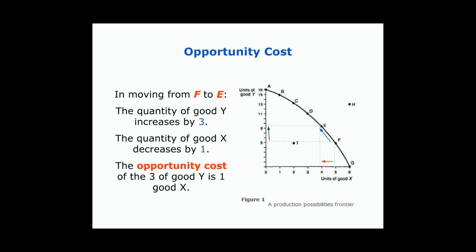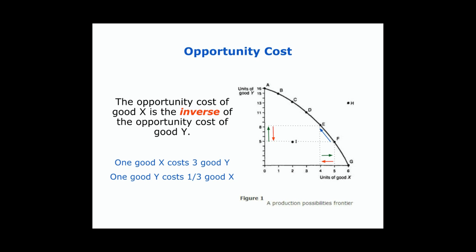Now conversely, if we're at point F and we move to point E, well, we have 1 less good X and we have 3 more good Y. So the opportunity cost of 3 good Y is 1 good X. We have to give up 1 good X to have 3 more good Y.